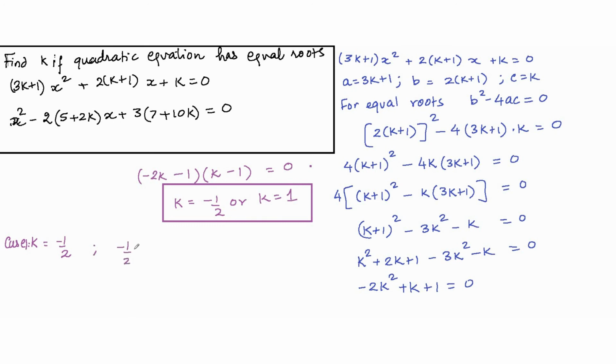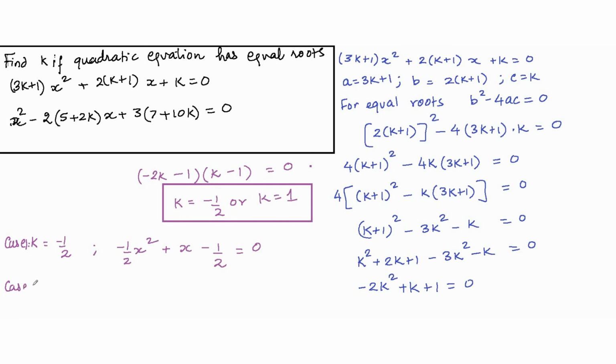So I get minus half x square. K is minus half, so 2 into half becomes 1. So that's plus x. And then again I have a minus half equals 0. This is the equation when k is equal to minus half.